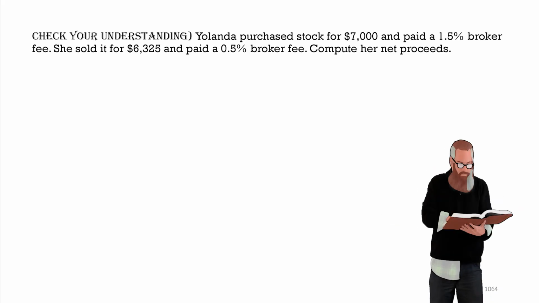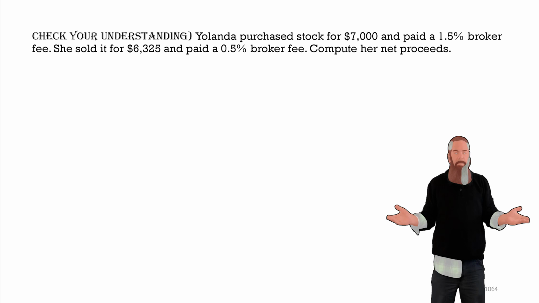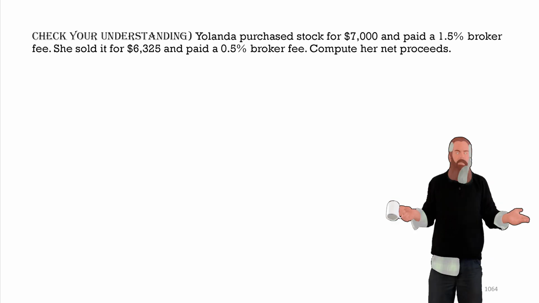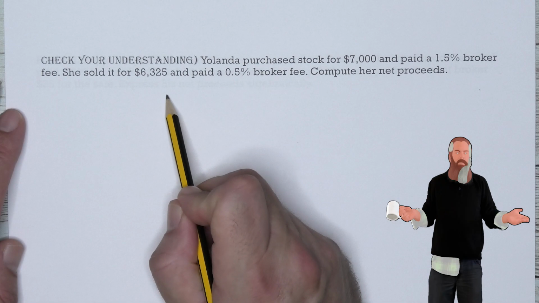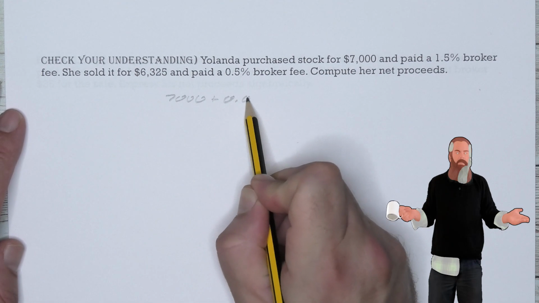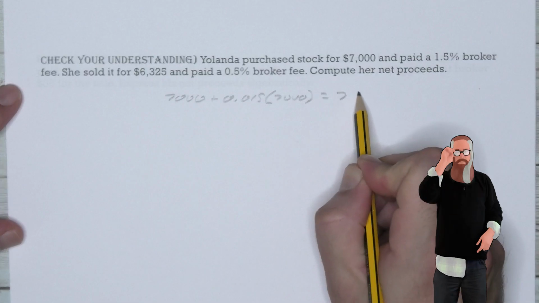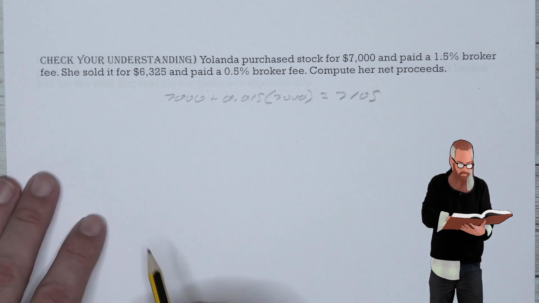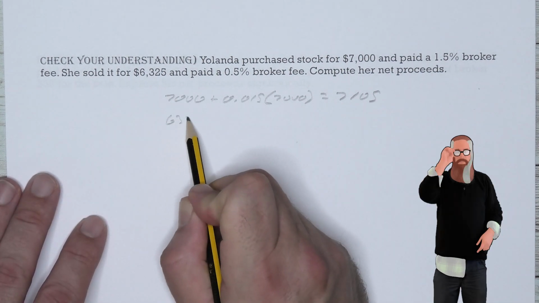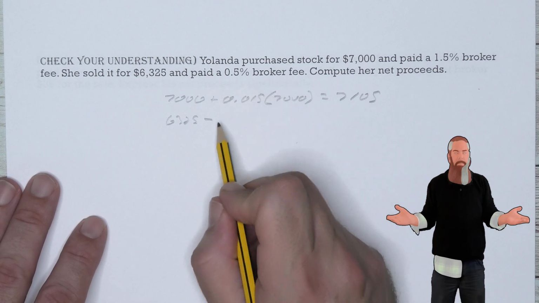Let's check our understanding of this. Yolanda purchased stock for $7,000 and paid a 1.5% broker fee. She sold it for $6,325 and paid a 0.5% broker fee. Compute her net proceeds. Well, we know that she made a purchase for $7,000. We have to add to that she's going to pay 0.015 of the $7,000. This is going to give us $7,105.